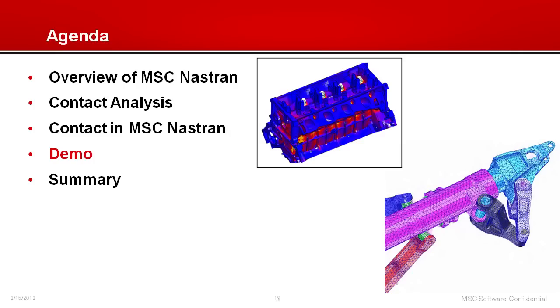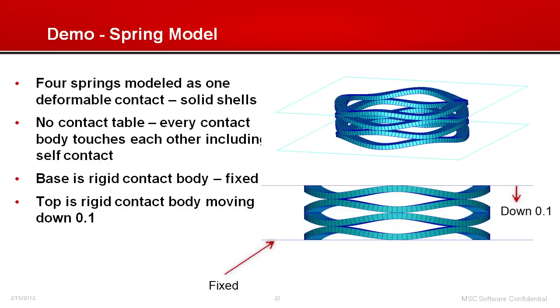So now I'm going to go to my demo. As I said, this is the model that I have. Instead of using 4 contact bodies, I'm going to use only 1 contact body. I'm going to fix my bottom contact body. So basically, I have 1 deformable contact body for the springs. I have 1 rigid contact body for the bottom, which is fixed, and then I have another rigid contact body for the top, and then I'm moving the top contact body 0.1 unit coming down.